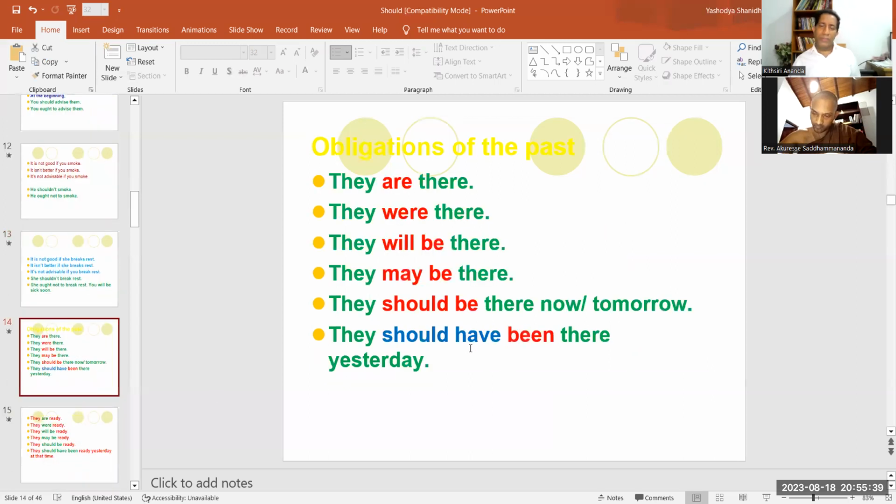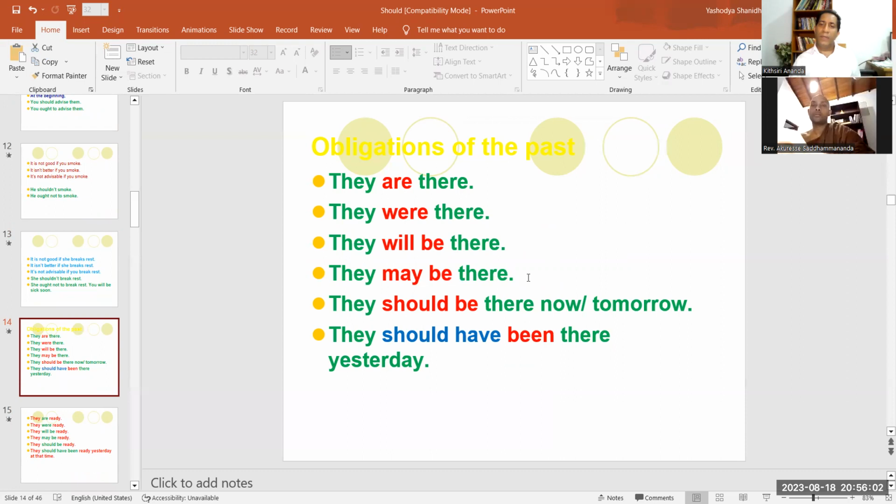So we can go for a summary like this. They are there, present, now they are there, they were there, they will be there, they may be there. They should be there, they should have been there yesterday. They are there. They were there. They will be there in the evening.